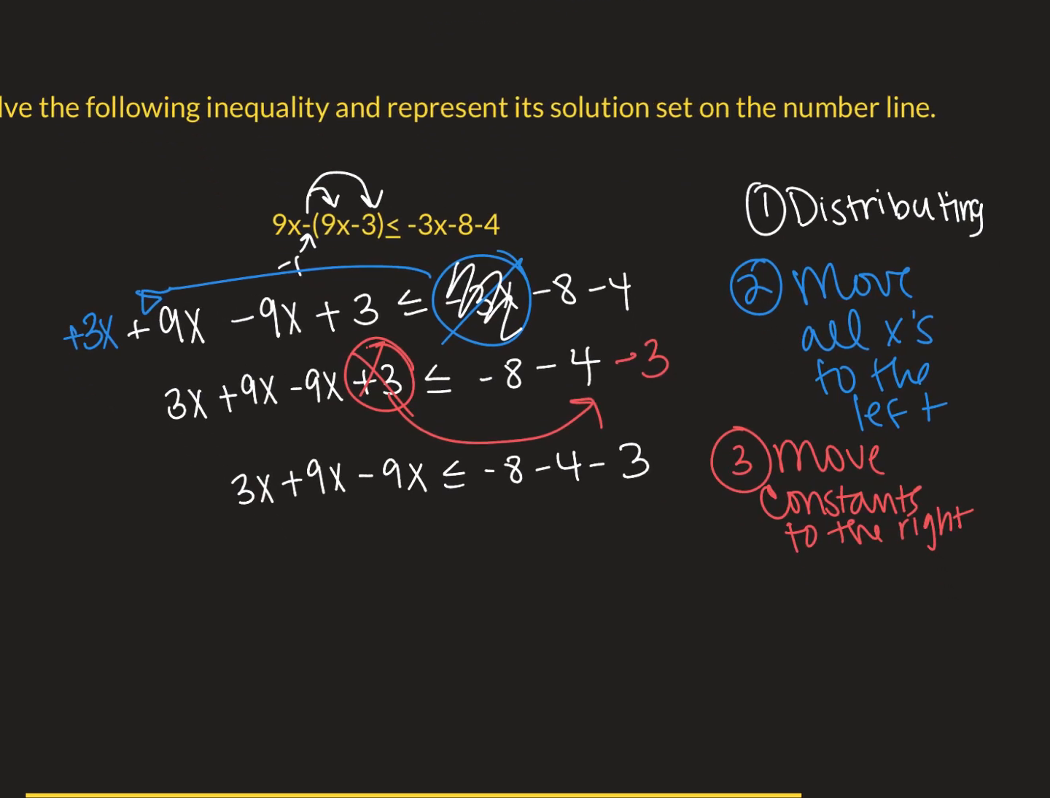So let's go ahead and write down step number 4, combine my terms. This is easy now because they're all grouped together. Okay, 3x plus 9x minus 9x, and this is just 3x on the left side. On the right side, I should get, from adding negative 8, negative 4, and negative 3, a negative 15.